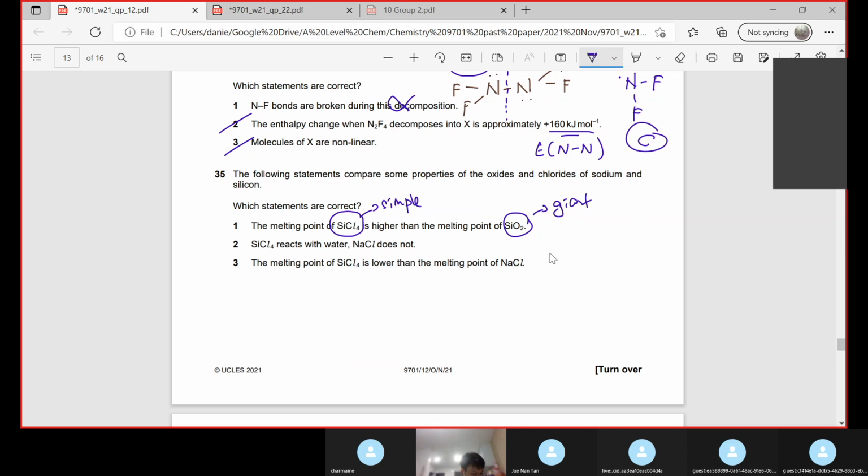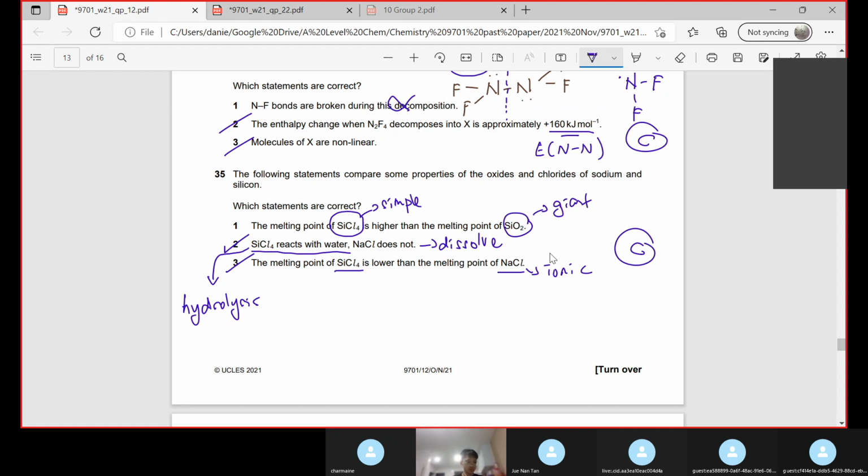SiCl4 reacts with water. Yes, when you add water to SiCl4, hydrolysis takes place. You add NaCl into water, it only dissolves. No reaction, only a physical change. So number 2 is correct. Then number 3, the melting point of SiCl4 is lower than the melting point of NaCl. Yes, this is simple covalent, right? NaCl is ionic. So number 3 is correct as well. So this is C, 2 and 3 correct.